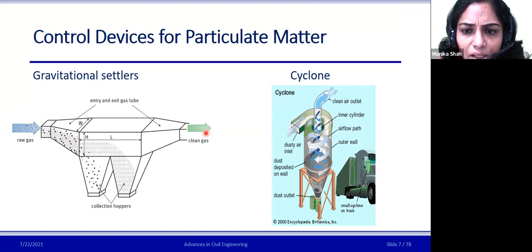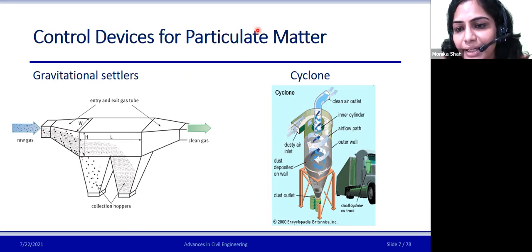The cyclone works on centrifugal force, where you could see that dusty air enters the system and heavy centrifugal force is applied. Because of this centrifugal force, the particles are thrown away to the walls, and then they are captured in the dust outlet, and the clean air can move out.